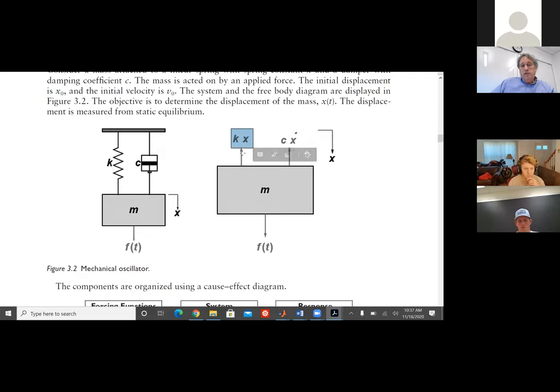Now notice that this force could be positive or negative. If in fact x is positive, it's positive up this way. If x is actually squeezed up, it pushes back, so it does the right thing.